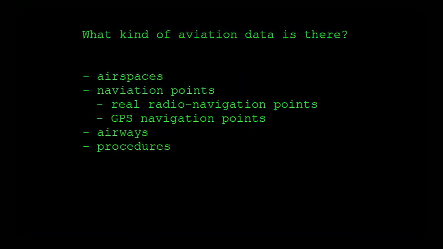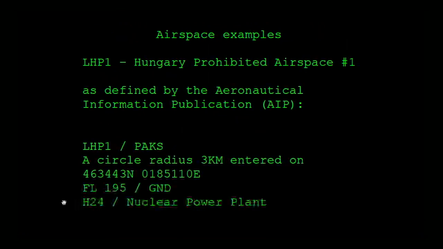When it comes to aviation nav data, what kind of data do we have? We have airspaces, and we have navigation points, which are sometimes real navigation points, so there's something physical, some radio transmitter on the ground. Sometimes you have GPS navigation points, which are points totally made up, with no physical corresponding item on the ground. We have airways, which are paths that you fly through, and then we have procedures, which are a series of navigation points that you have to follow.